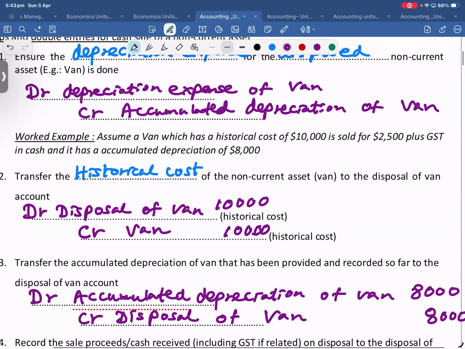So that's what I said. Common sense, yes. You purchase something for 10,000 and you use it for a value equal to 8,000. Meaning, what is the value of your asset now? 2,000. 2,000 worth of something is sold for 2,500, so profit of 500. That's it. So the carrying value is 2,000. A van that has a carrying value of 2,000 is sold for $2,500, profit. So then what's the double entry for that?